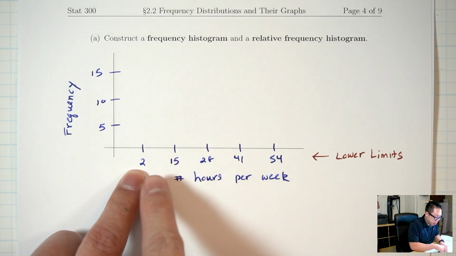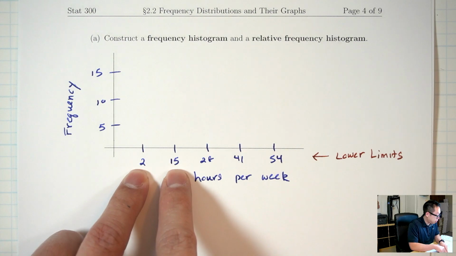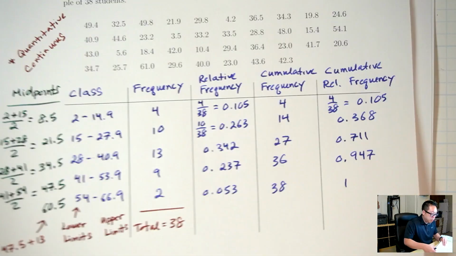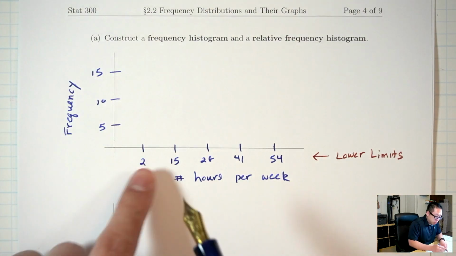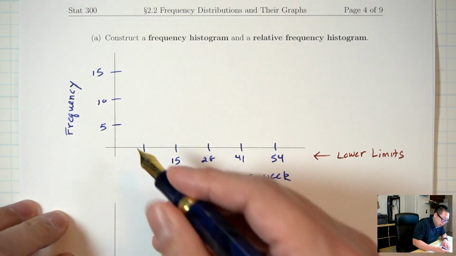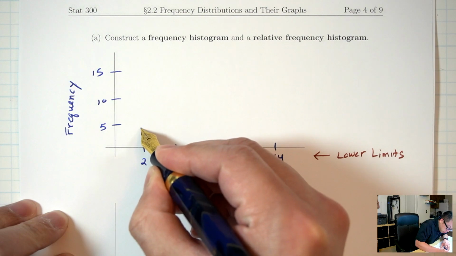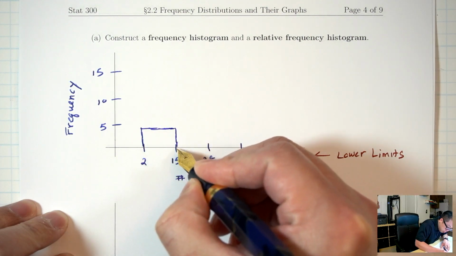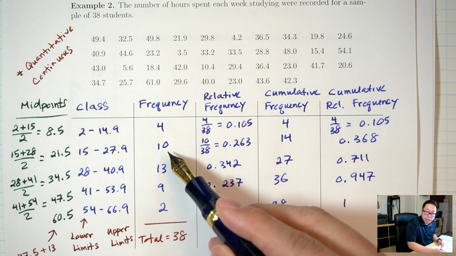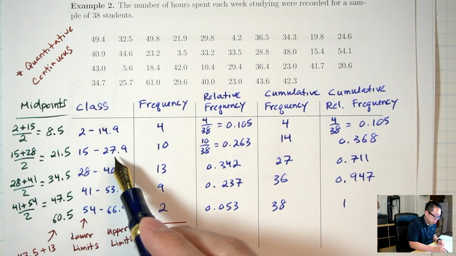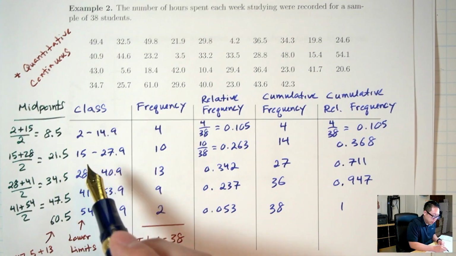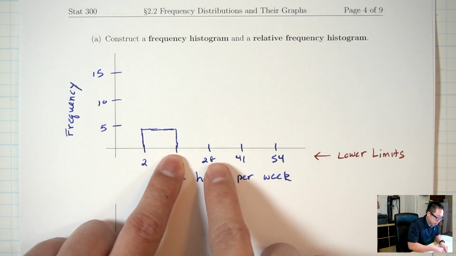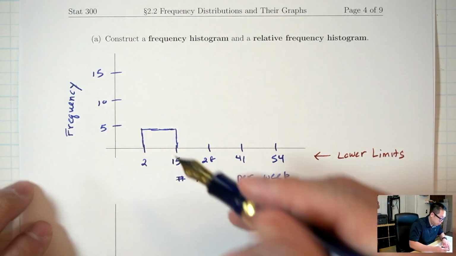So it should be above the range 2 to 15. Okay, so I'm going to draw a bar at height 4 over the range 2 to 15. So height 4 is right here. The next frequency is 10, and that represents the range from 15 to 27.9. So I should draw a bar of height 10 above the range 15 to 28. So height 10.